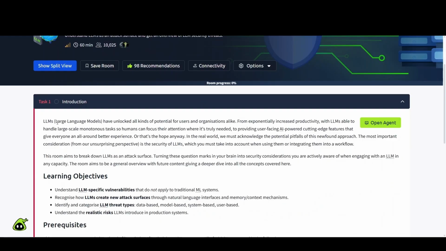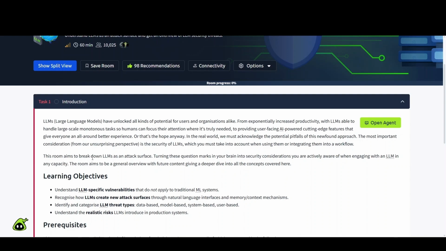Task number 1, introduction. Large language models have unlocked all kinds of potential for users and organizations alike, from exponentially increased productivity, with LLMs able to handle large-scale monotonous tasks so humans can focus their attention where it's truly needed, to providing user-facing AI-powered cutting-edge features that give everyone an all-around better experience, or that's the hope anyway. In the real world, we must acknowledge the potential pitfalls of this newfound approach. The most important consideration from our perspective is the security of LLMs, which you must take into account when using them or integrating them into a workflow.